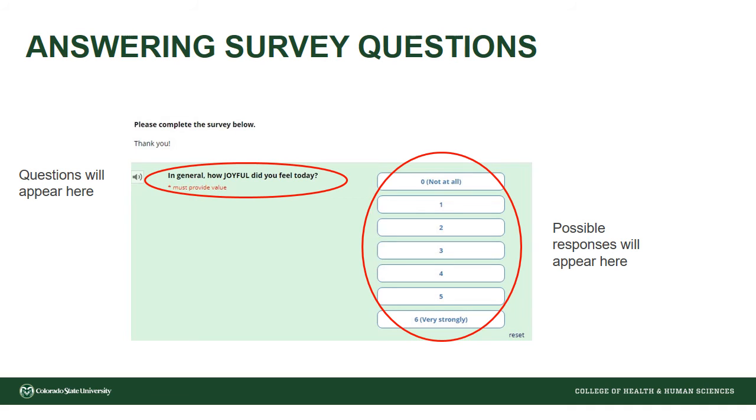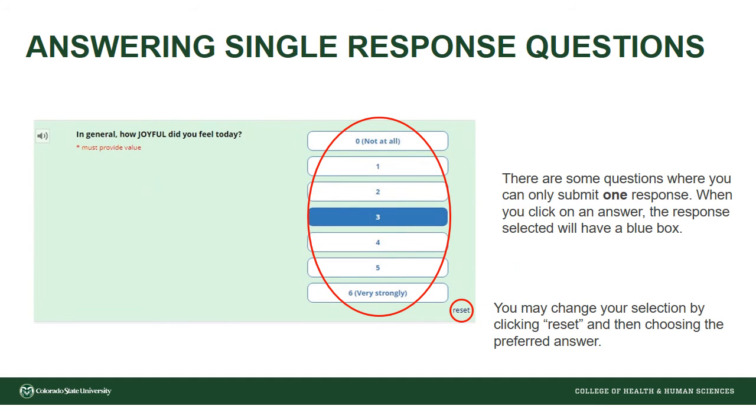When you begin the survey, you will see a screen that looks like this, with the questions appearing right here and the possible responses appearing over here. There are some questions where you can only submit one answer. When you click on an answer, the response selected will have a blue box. You may change your selection by pressing the Reset button right here, and then choosing the preferred answer.